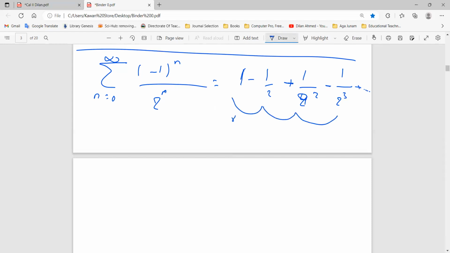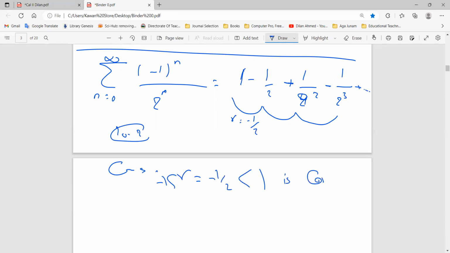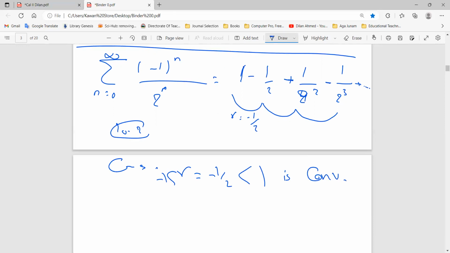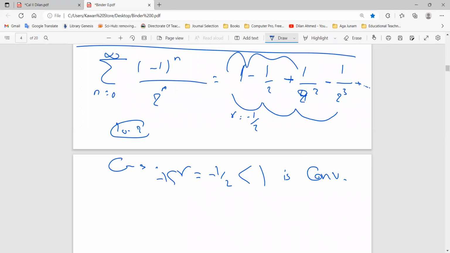Minus 1 over 2. I told you, when you see minus, say minus 1 over 2. We saw that in 10.2, right? So is our geometric series r equal to minus 1 over 2 convergent? Am I right? Now I'm going to solve that one by the alternating test. Why? Because I have an alternating series.